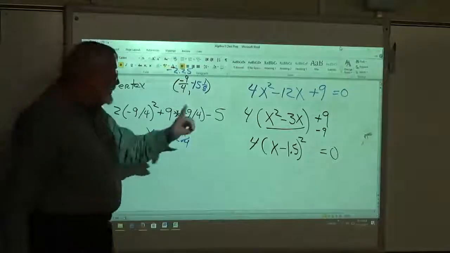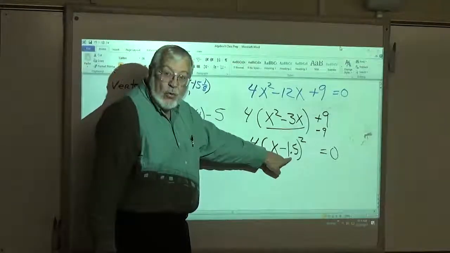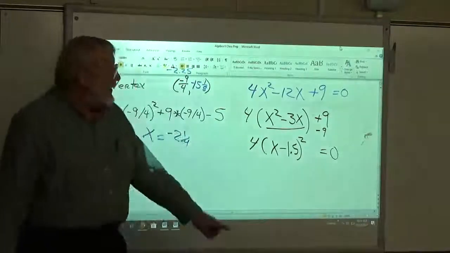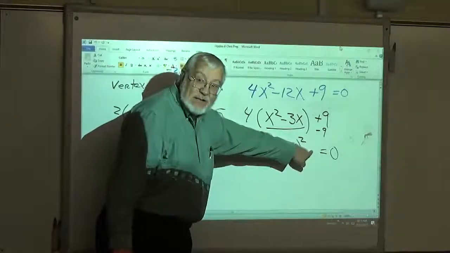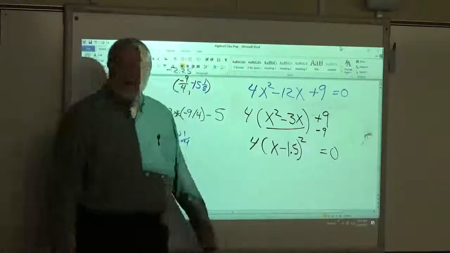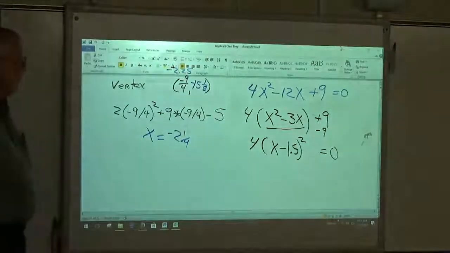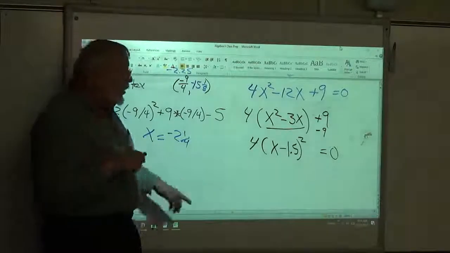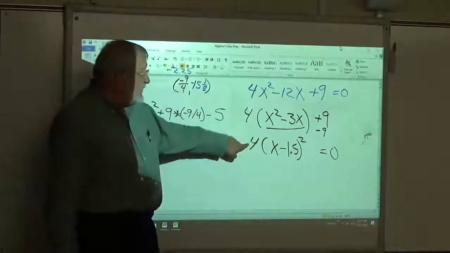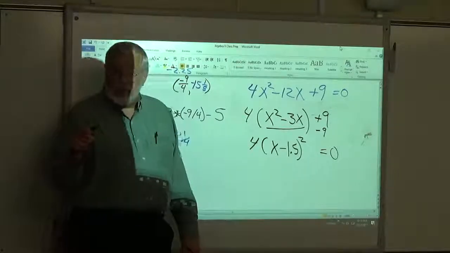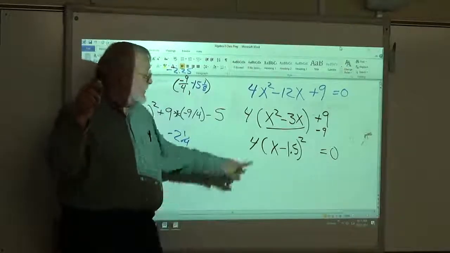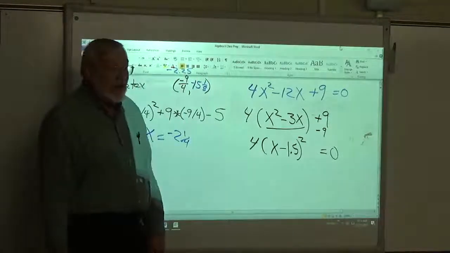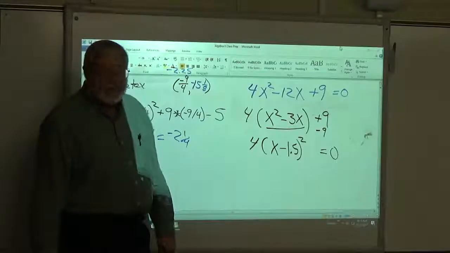So now my vertex is at 1.5, comma 0, because the k is this number right here I'm pointing at, which is 0. So it's just touching the x axis. And then when you graph it, what are you going to do? Over 1, up 1 times 4, which is 4. Over 2, up 4 times 4, which is up 16, and that's all you'll be able to get on most graphs.